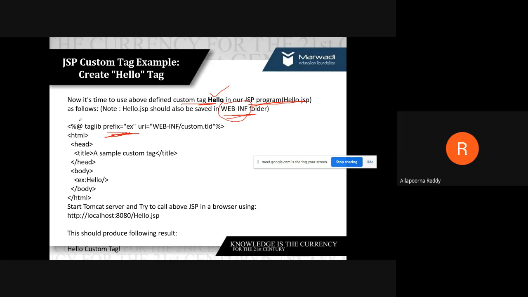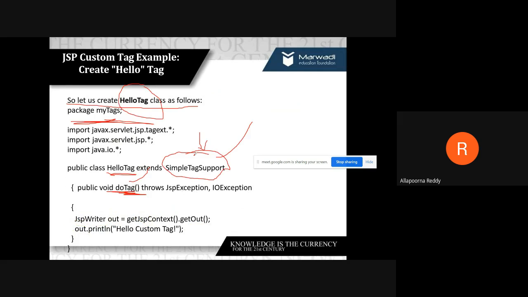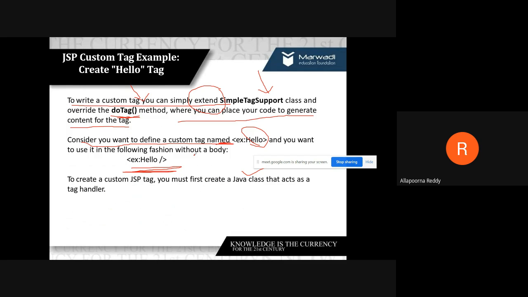So the directive symbol, then the directive name. What is my directive name? Taglib. And prefix. What is your prefix? EX is my prefix. What does EX stand for? Inside your example program. So this is your first tag when you are creating your own tag, right? So when you are creating your own tag, you can find what the prefix of your tag name is: EX.